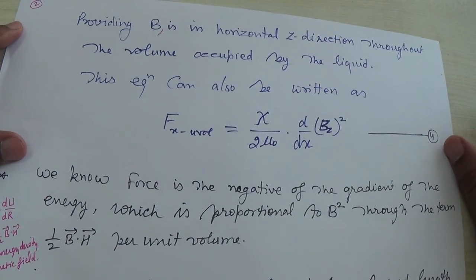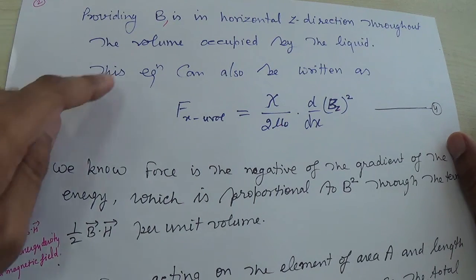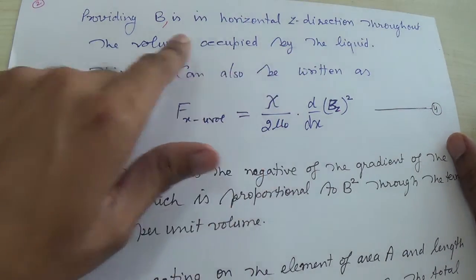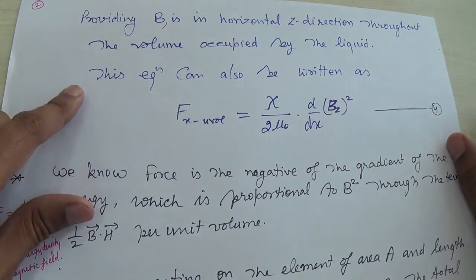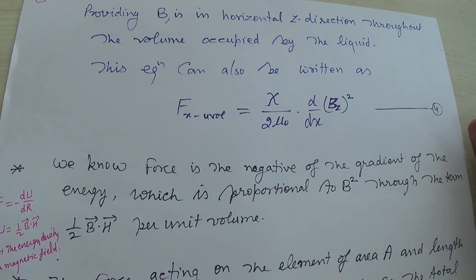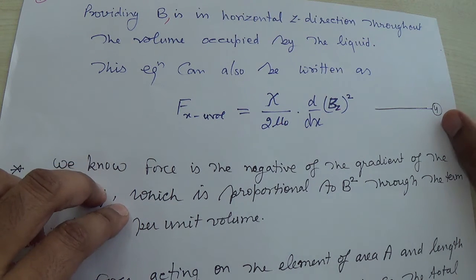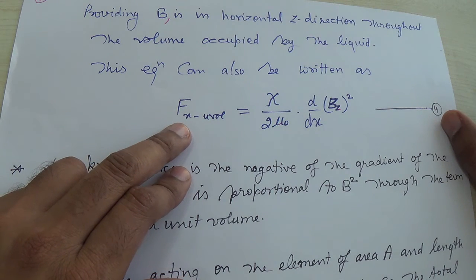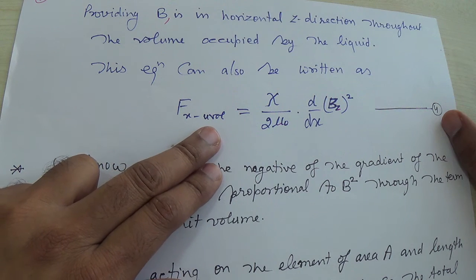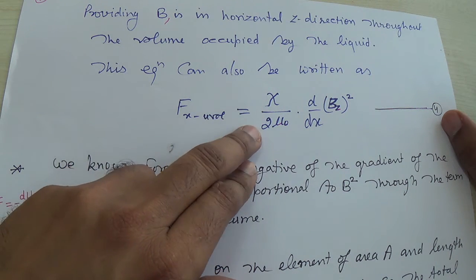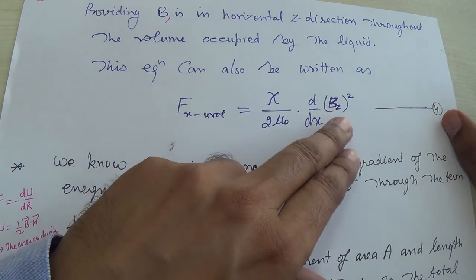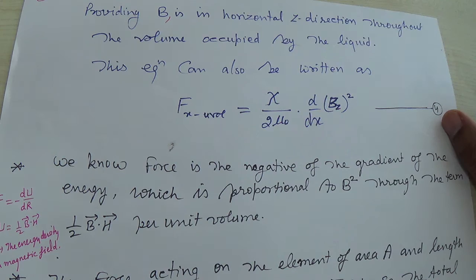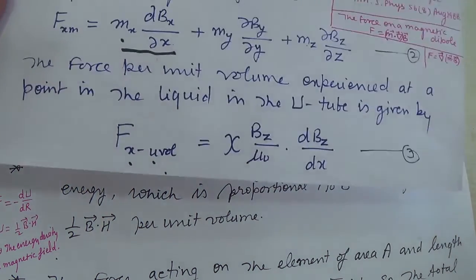Now the second part comes when we introduce this magnetic field in the horizontal direction throughout the volume occupied by the liquid. So now the total force, when we have applied the magnetic field along the z direction, the magnetic field force on the magnetic dipole per unit volume will be equal to chi upon 2 mu naught times d/dx of Bz squared. So we have just modified the law, or you can say rearranged the terms.